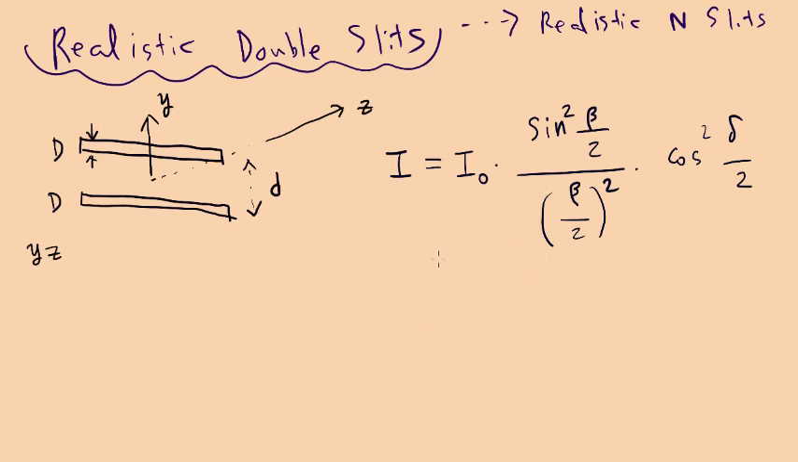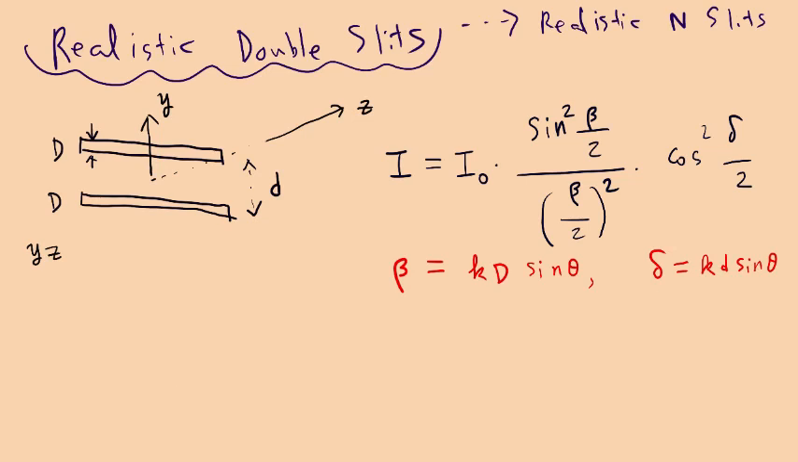Okay, so what is this symbol beta? Beta is, as we have been defining so far, beta is k capital D sine theta. What is the delta value here? Delta is k d sine theta. So again, delta is the phase shift of the two lights coming from this upper slit and the lower slit, and beta is the phase shift of light coming from the upper edge of the single slit and the lower edge of the single slit.